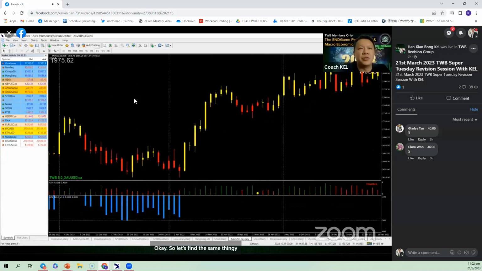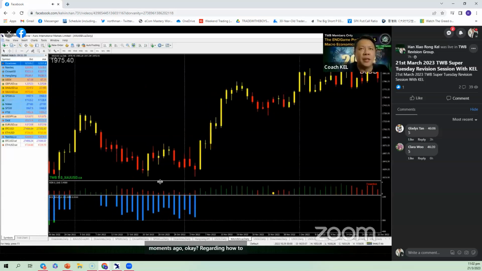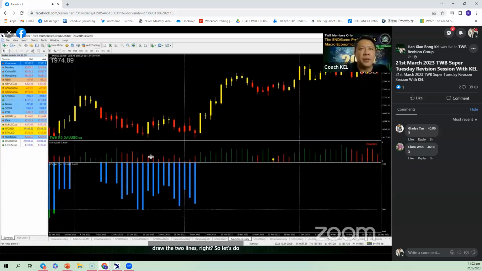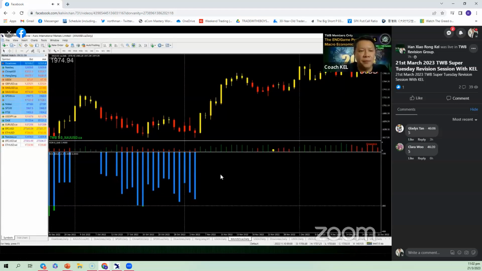Okay. So let's try the same thing that you learned just some moments ago, regarding how to draw the two lines, right? So just do a backtest. Take a look, everybody. This is the KCX recently in October. And the last time the KCX was blinking was here. Can you see that?